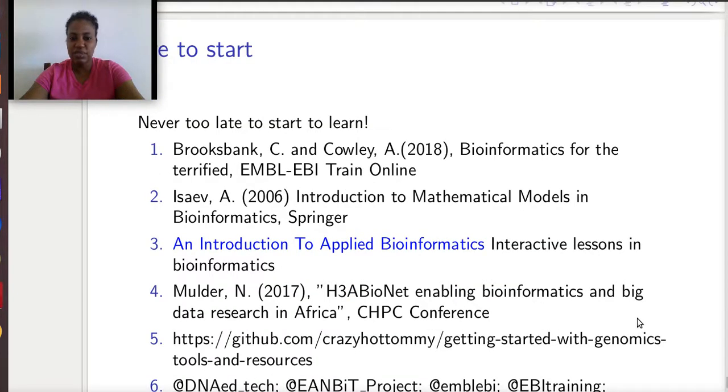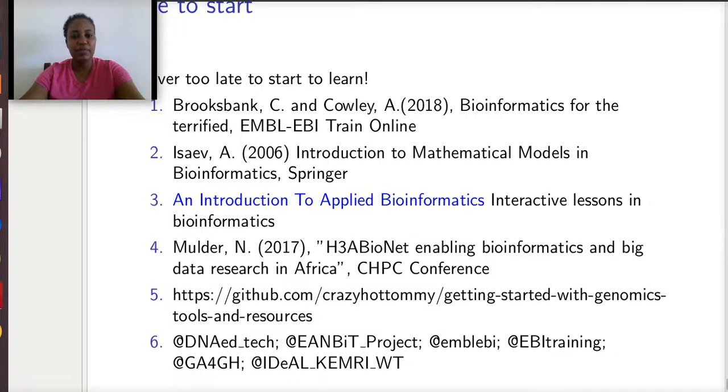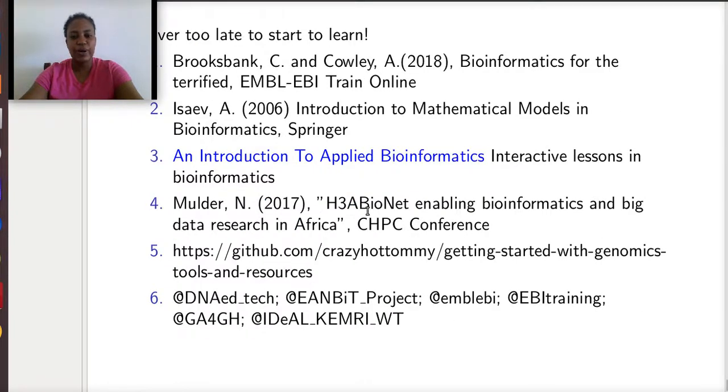These are the various sources. They have the EMBL, the European Bioinformatics Institute. They have an online training, and all are free. There's this very nice reference, which is interactive lessons in bioinformatics, an introduction to applied bioinformatics. There's also H3ABioNet, which is also a huge project for African universities. It has presence in almost all African countries.